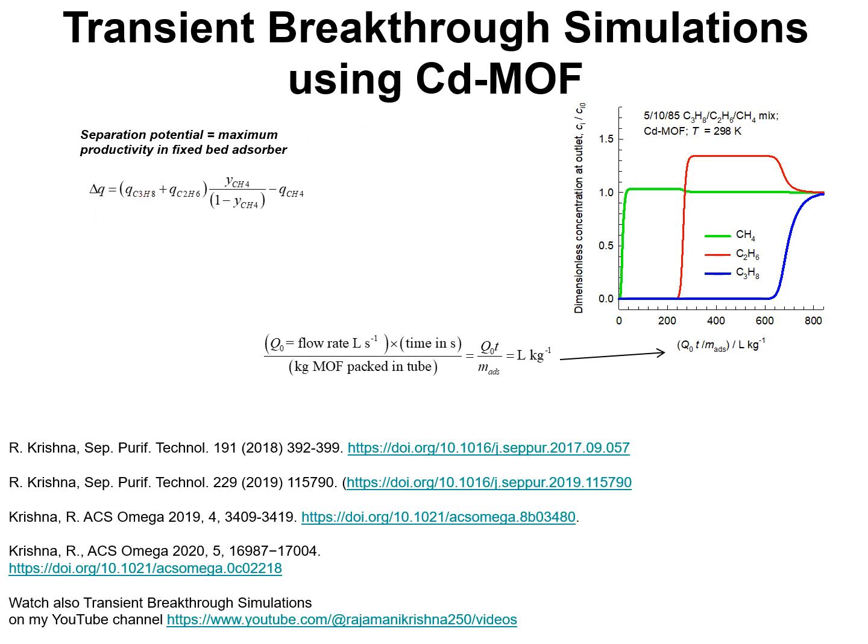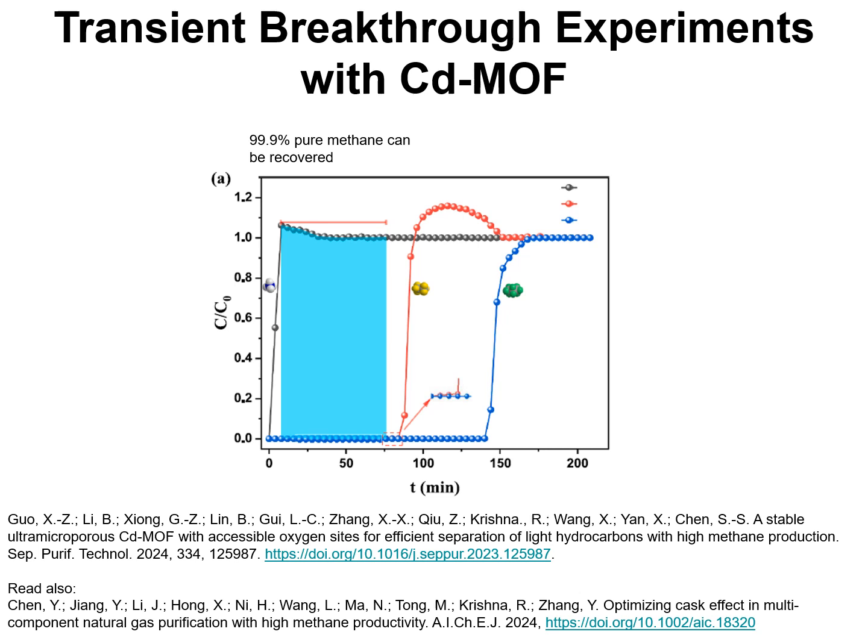And breakthrough experiments for cadmium MOF are shown here for a mixture of propane, ethane, and methane, 5, 10, 85. And the breakthrough experiments are in good agreement with the transient breakthrough simulations presented in the previous slide. During this time interval, it has been established in the breakthrough experiments that 99.9% pure methane can be recovered.